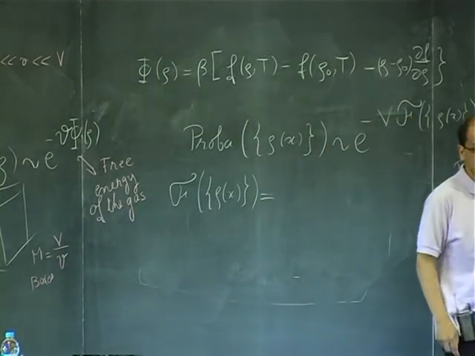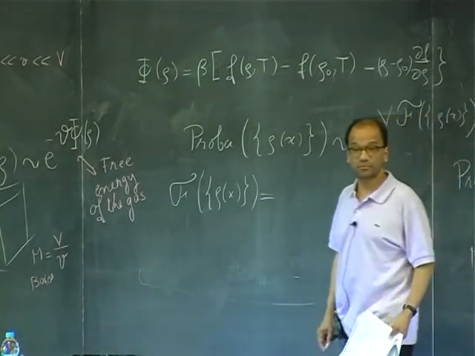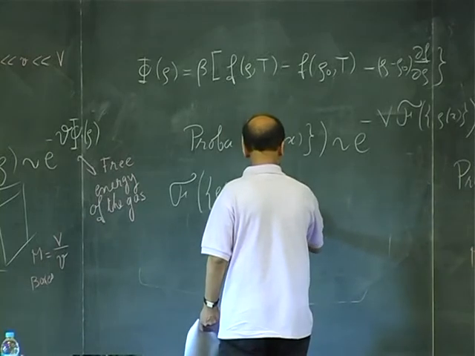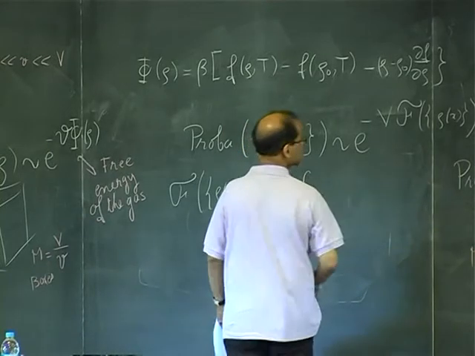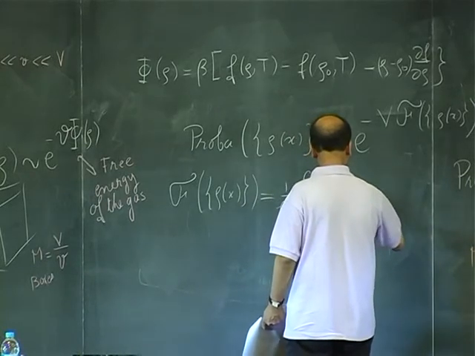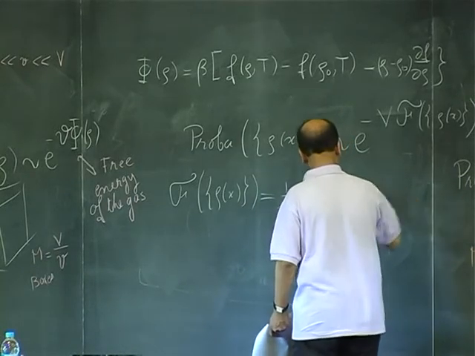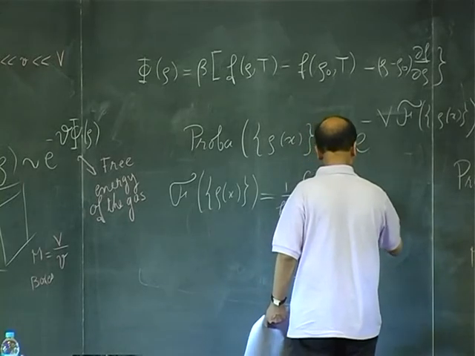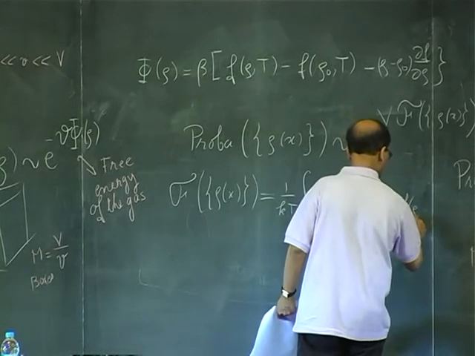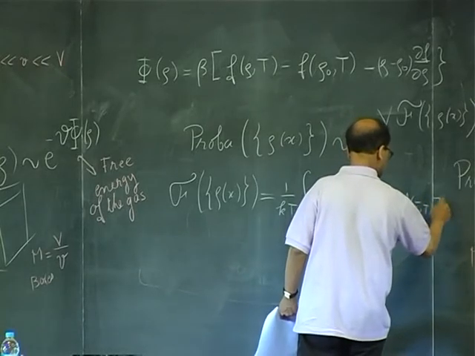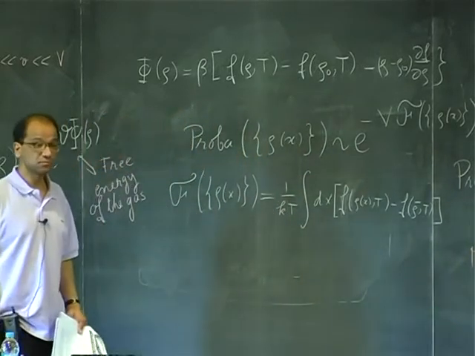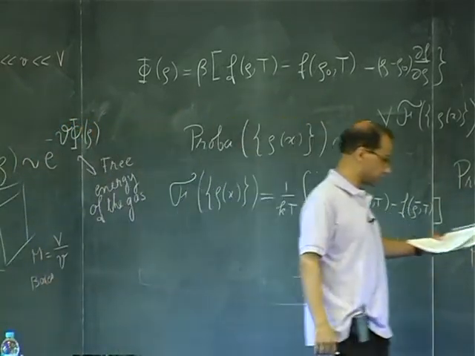What is the limit of this thing? So it will just become beta 1 over kT integral of dx, small f of rho(x,t) minus f of rho bar(t). Okay? Just the continuous limit of the previous thing.